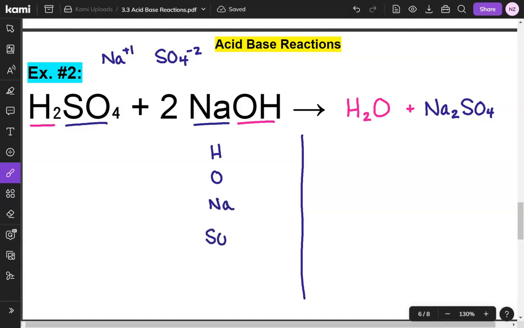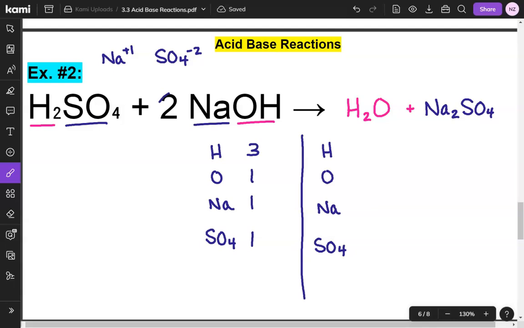If your polyatomic ion exists on both sides, I'm going to write it twice. Now notice I have oxygen listed twice. I have oxygen by itself, and then I also have oxygen in the sulfate. So I'm going to treat them separately. I have 3 hydrogens on the left-hand side. I have 1 oxygen by itself. I have 1 sodium, and I have 1 sulfate.